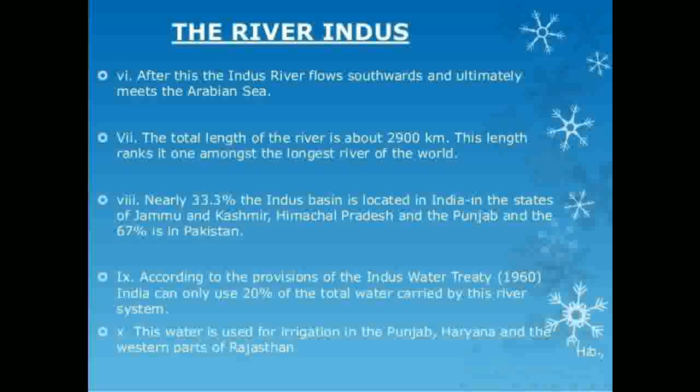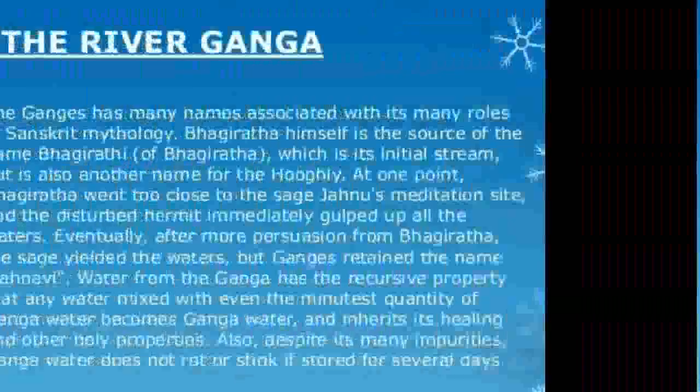There is a treaty between India and Pakistan on the water. This water treaty, called the Indus Water Treaty, was made between the two countries in 1960. According to the treaty, only 20% of the water can be used by India, and the rest of the water is to be used by Pakistan. The water we are allowed to use from this river is used for irrigation purposes in Punjab, Haryana, and some parts of Rajasthan, particularly the western parts of Rajasthan.